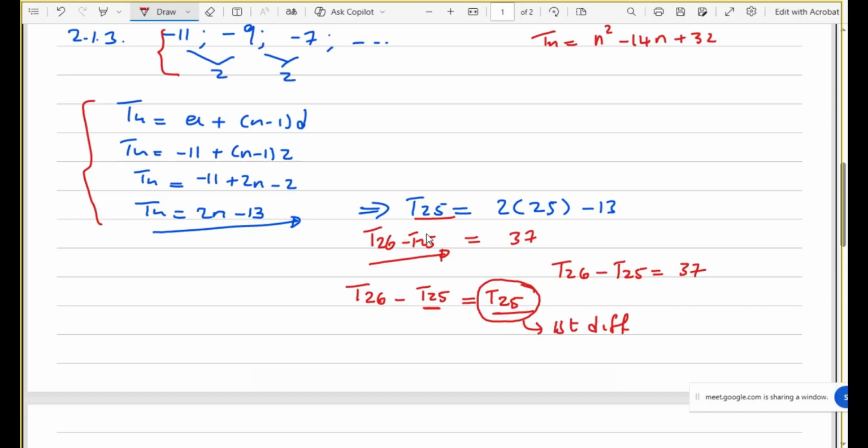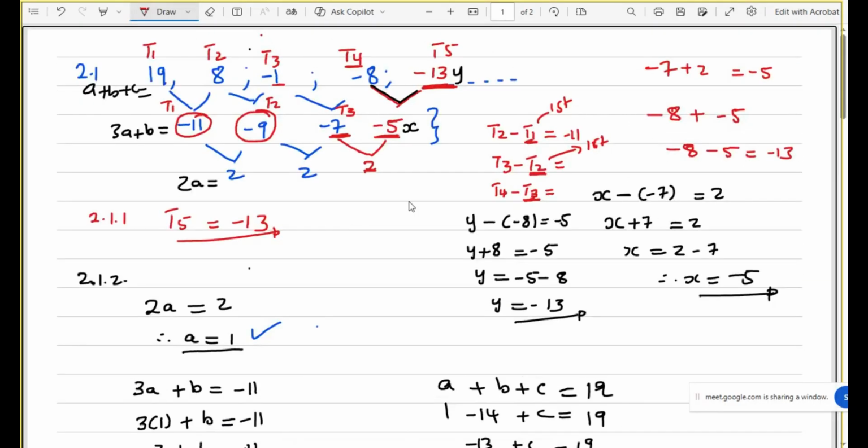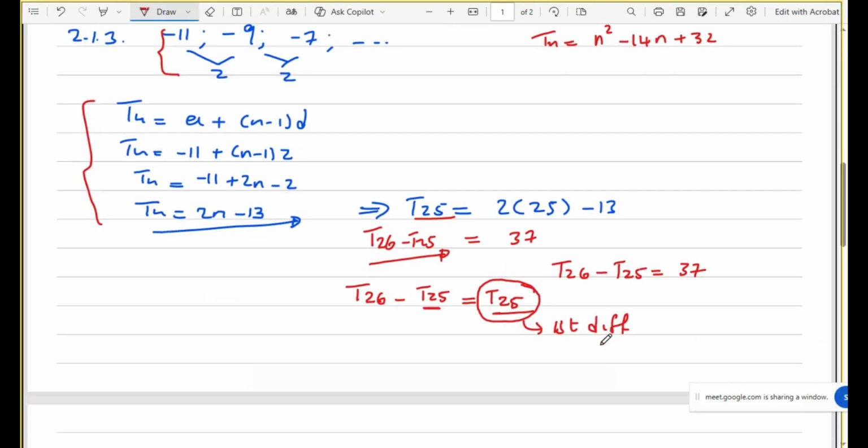Do you guys understand why I use this method? Yes, sir. Are you all happy with that method? Yes, sir. Guys, we can see that T1 is what? T1 of the first difference. T2 is what? T2 of the first difference. T3, so this also tells you that 25 there, it will be T25 of the first difference.